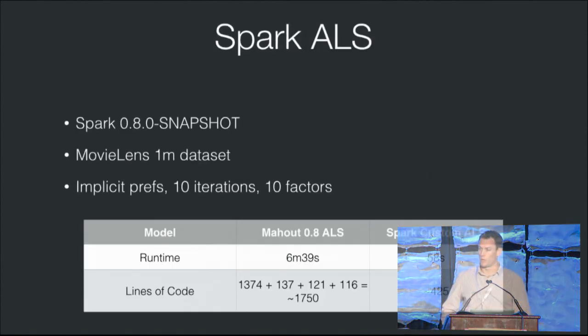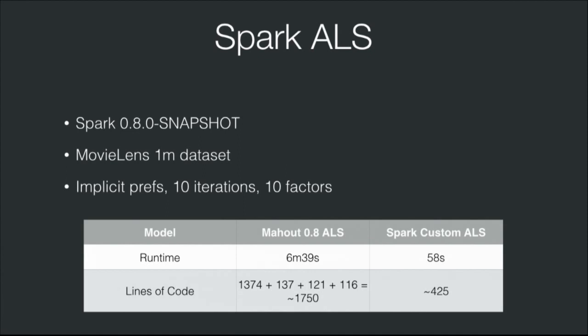So we ran a few small experiments to compare our custom Spark ALS model to Mahout's. This was run probably around September last year using Spark 0.8.0 on the MovieLens 1 million dataset with implicit preferences. So we saw significant speed-ups of about 6 times just using a pretty naive port from Mahout's implementation into Spark. And in addition, it's a lot more concise, significantly less code.